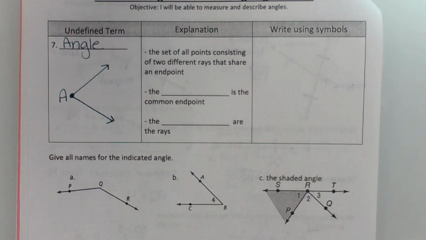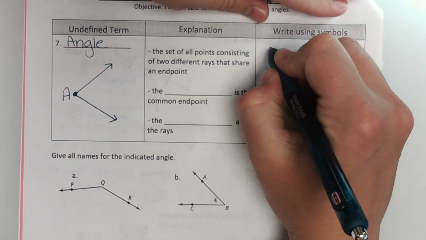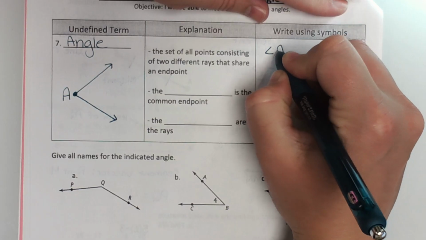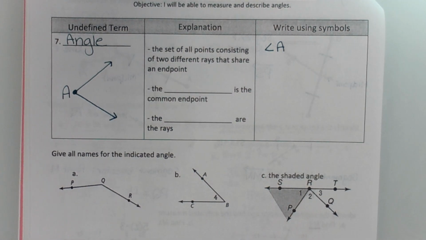Let's say the endpoint that these two rays have in common is the endpoint A. That is one way that we can name the angle, is we can name it by its endpoint. And we use the angle symbol followed by that point. This way of naming, though, is limited. The point of naming things is that I can name it and then you look at the picture and you can tell exactly what it's talking about.